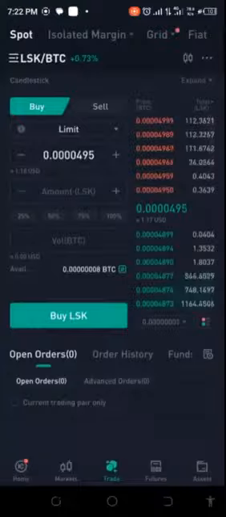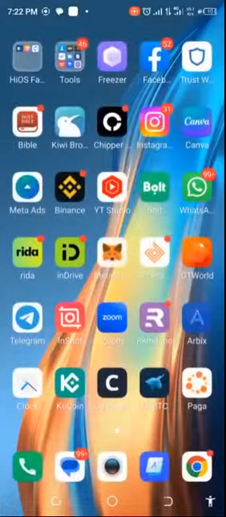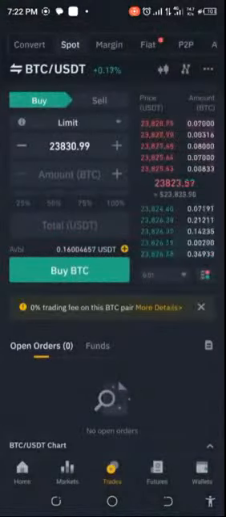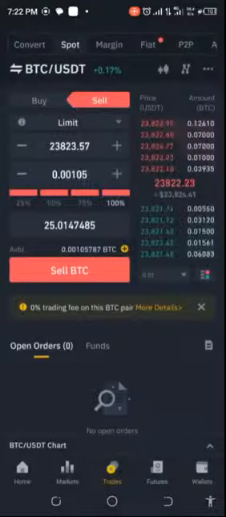So what we're going to do is go back to Binance and try to buy this. I already changed $25 worth of USDT to BTC. Just for you to cross-check, if I were to sell this, you can see we have 25.01 USDT here.